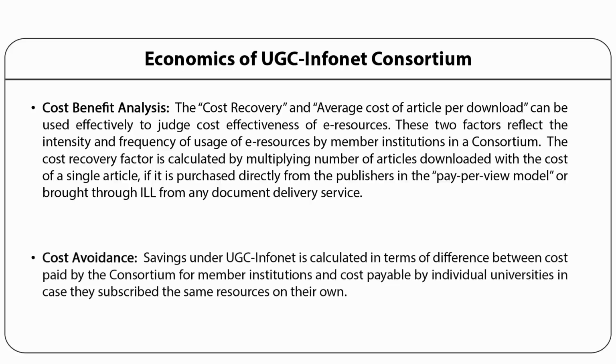Cost avoidance. Saving under UGC-INFONET is calculated in terms of the difference between the cost paid by the consortium for member institutions and the cost payable by individual universities in case they subscribe to the same resources on their own.